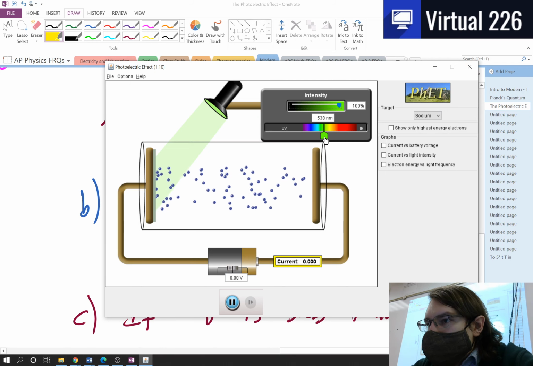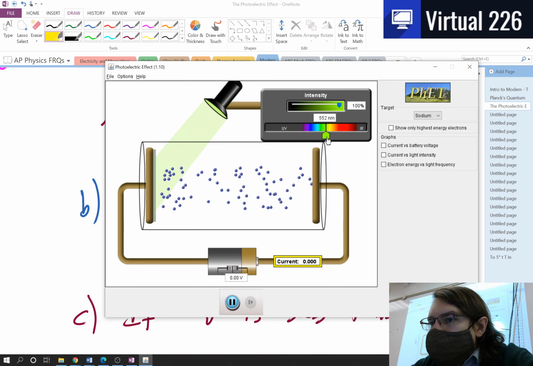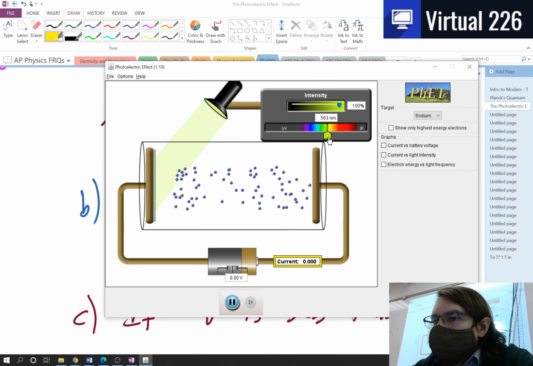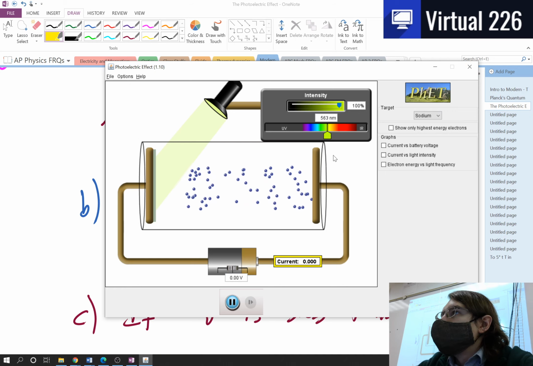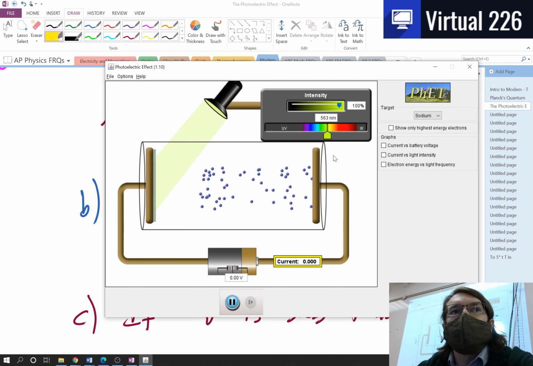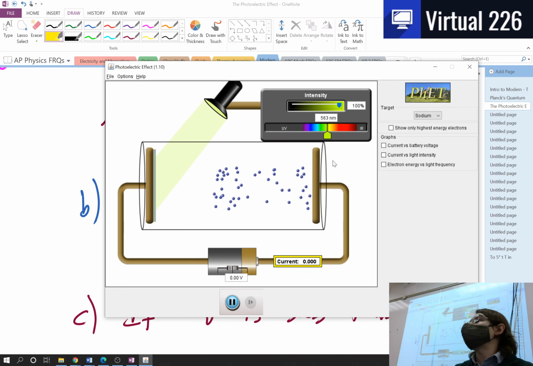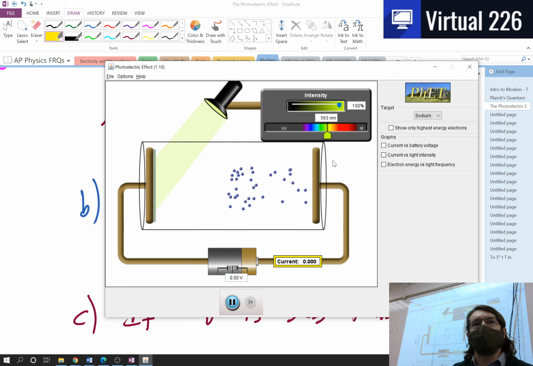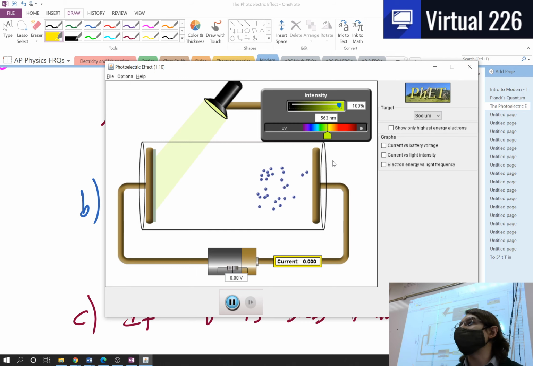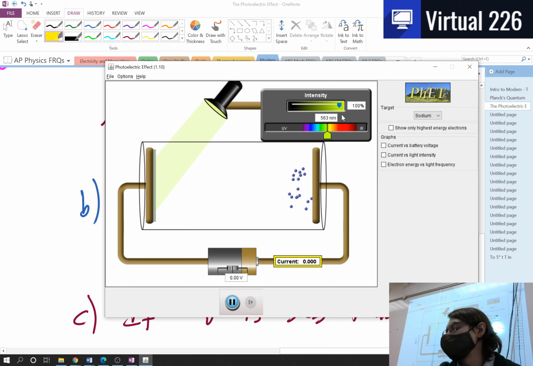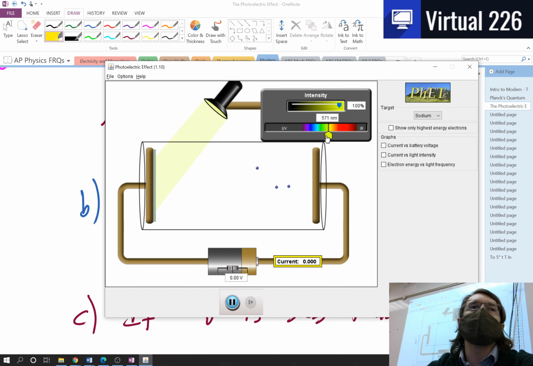In fact, if we get to a specific point, we just might not eject any particles. We could have gotten past that cutoff point, that cutoff frequency, and we're never going to eject anything, even if our intensity is maximum. Bunch of stuff? Nothing. So that is what we see with the photoelectric effect.